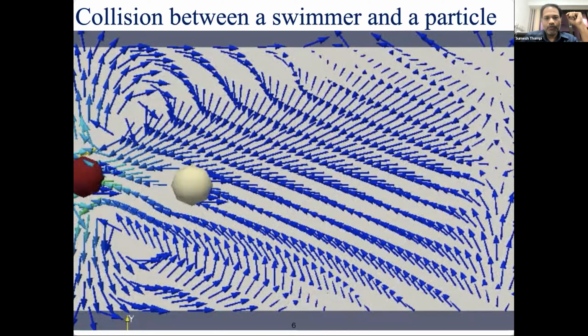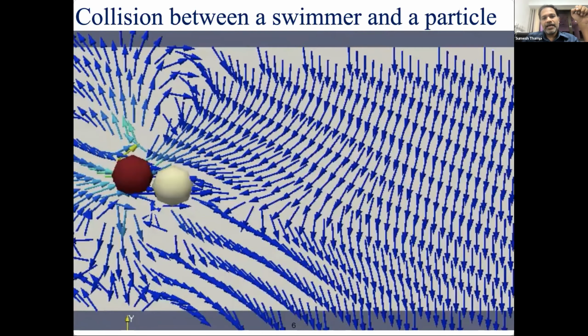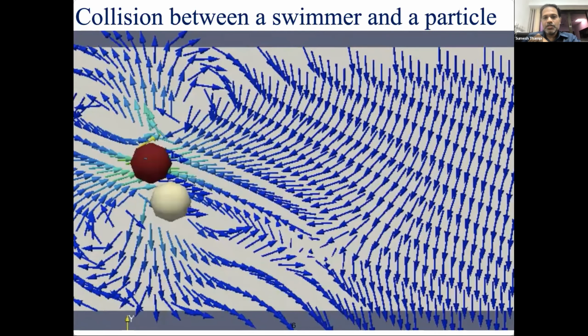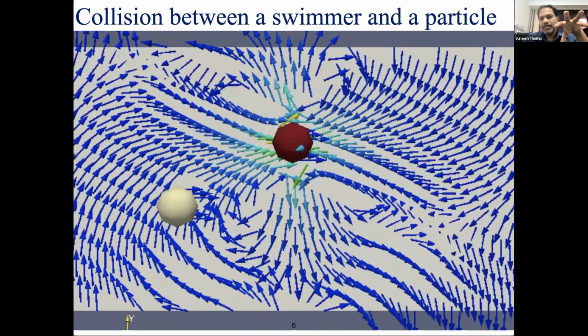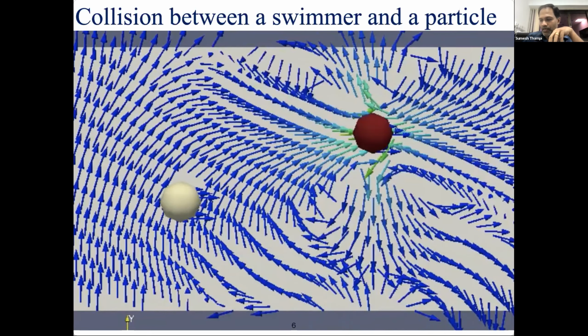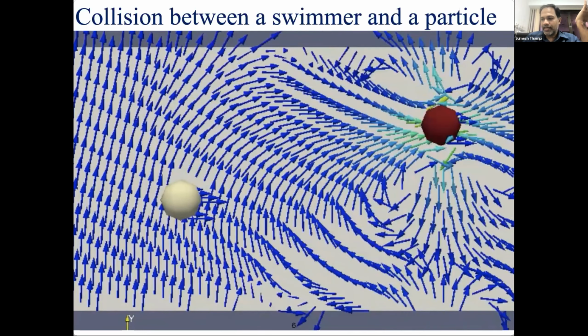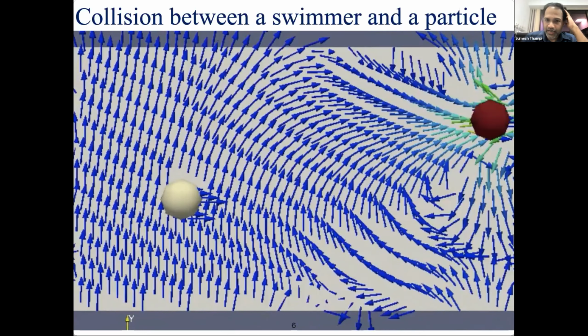So let me just show the movie. You can see that the active particle comes from the left, it's going to the right, and it encountered that passive particle. Okay, and then it executed some particular collision dynamics. So now how does one explain it?